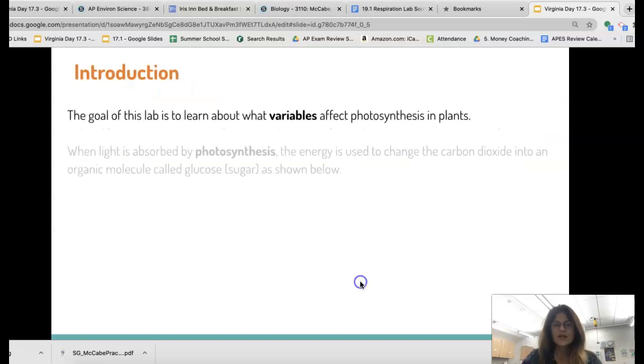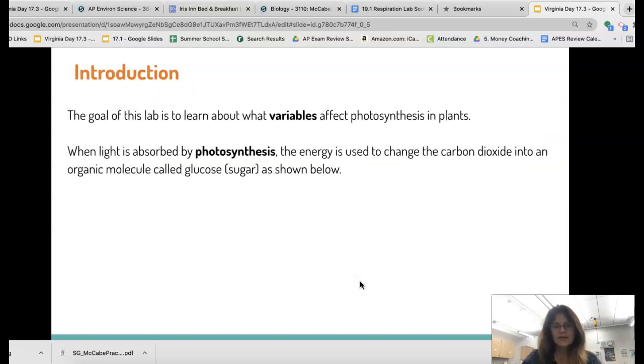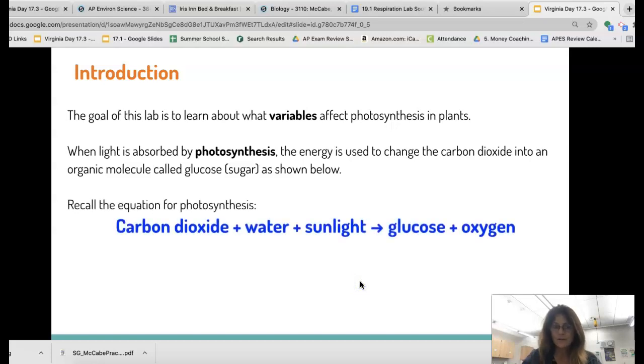So today, you are going to consider how, when light is absorbed by photosynthesis, the energy is used to change the carbon dioxide into an organic molecule called glucose, which is a sugar. We've learned the formula for photosynthesis. Carbon dioxide plus water plus sunlight makes glucose and gives off oxygen as a waste product. This is what it looks like in the language of chemistry.